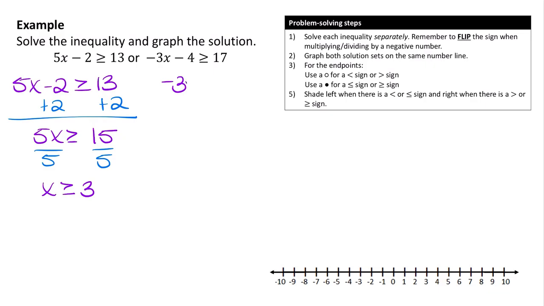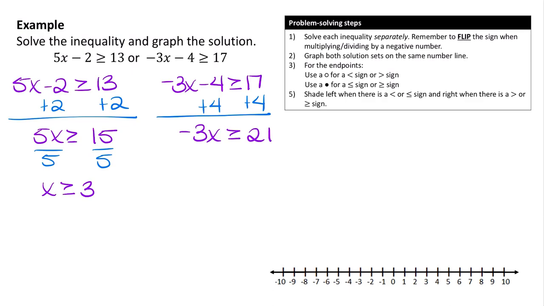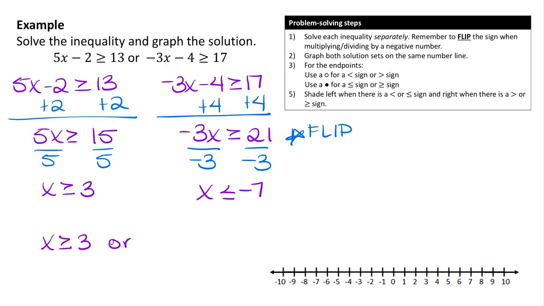Now I need to solve negative 3x minus 4 is greater than or equal to 17. So I'm going to start off by adding 4 to both sides. And then after I do that, I have negative 3x is greater than or equal to 21. And now I'm going to divide both sides by negative 3. Well, I divided by a negative number, right? So I need to flip my sign. And so that's going to give me x is less than or equal to negative 7. Okay, so my solution is going to be x is greater than or equal to 3, or x is less than or equal to negative 7.